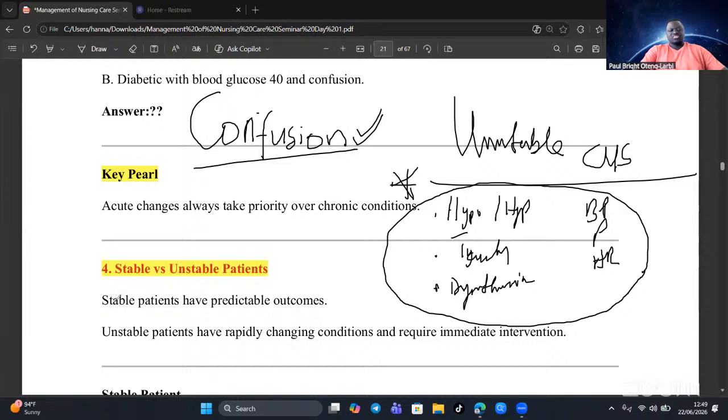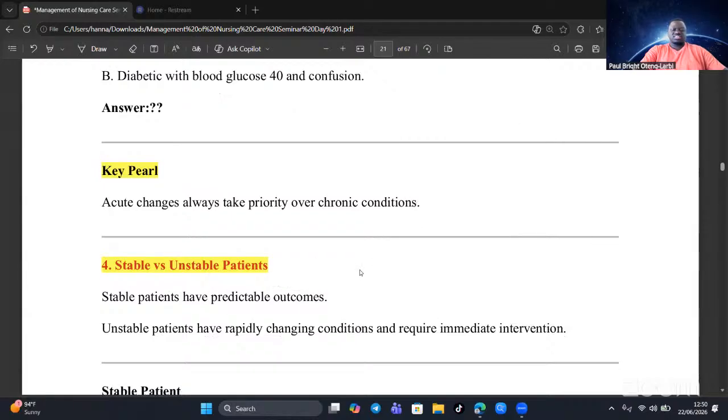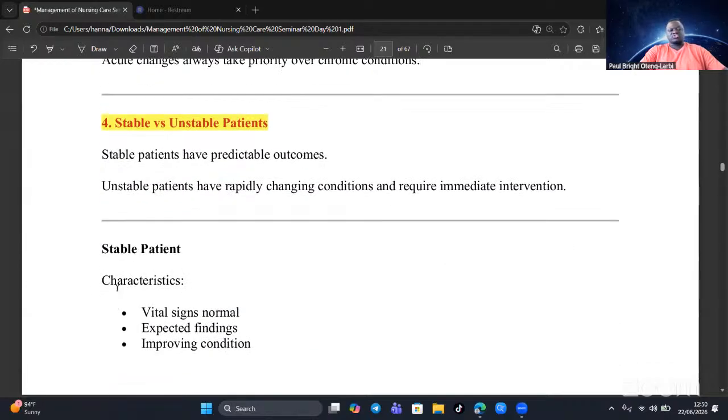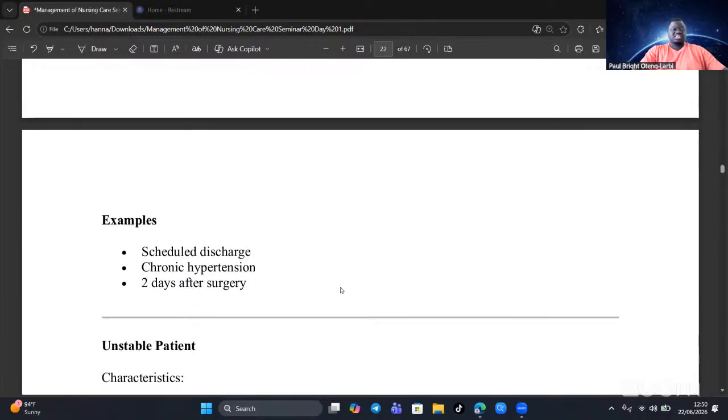Okay. So stable patients have predictable outcomes. But unstable patients have rapidly changing conditions and require immediate intervention. So let's go and look at answers. So characteristics, vital signs, expected findings, and improving conditions. That is for stable patients. Then example, somebody is scheduled for discharge tomorrow because vital signs are stable. A patient on the med-surg unit.